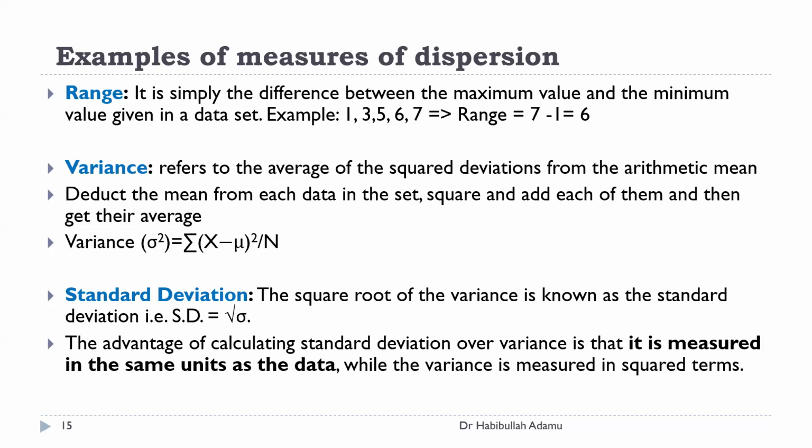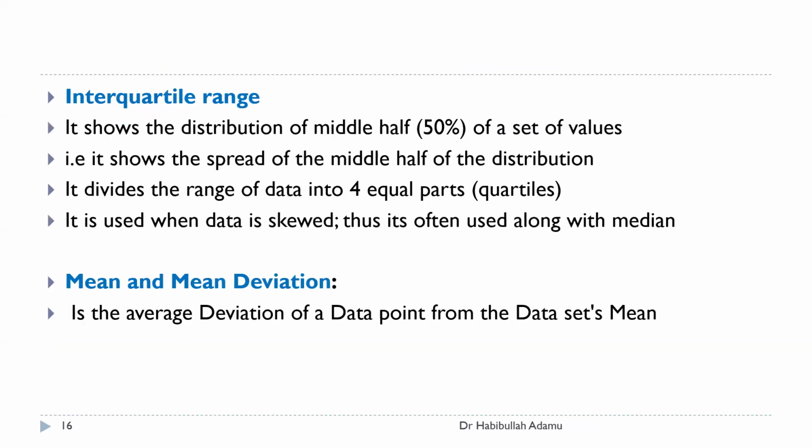So standard deviation gives you the what? The variation of each value in a data set from what? The mean value. By the time you add everything, it gives you that. So if you have your mean and your standard deviation, these two give you the idea of the distribution of your data, because the mean gives you the central value and the standard deviation gives you the spread, how each value deviates from the mean value. So that is the importance of these measures.